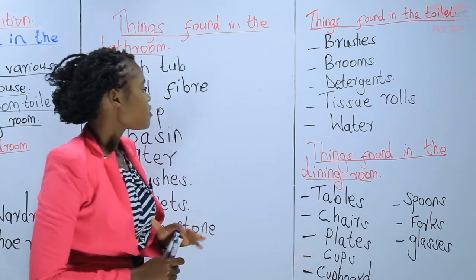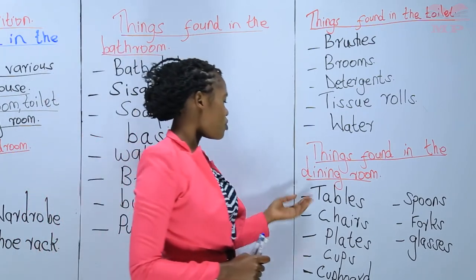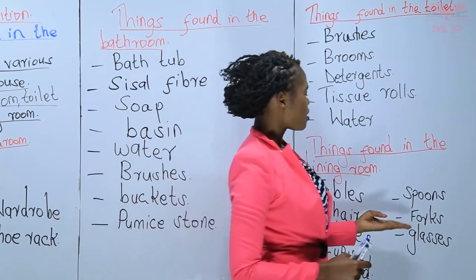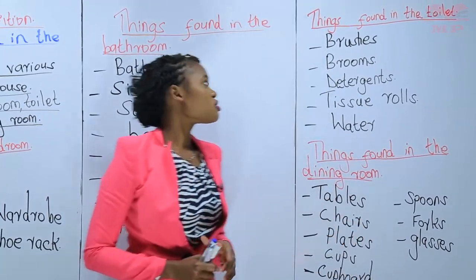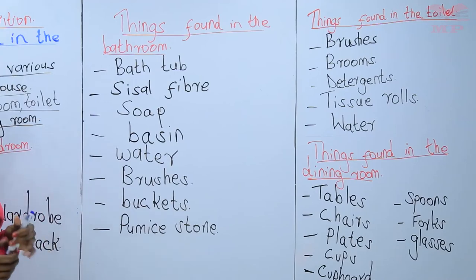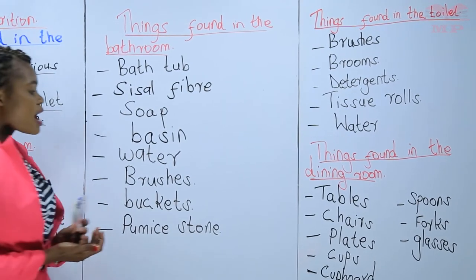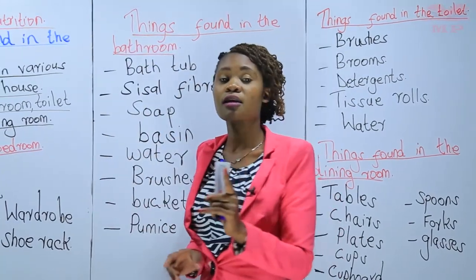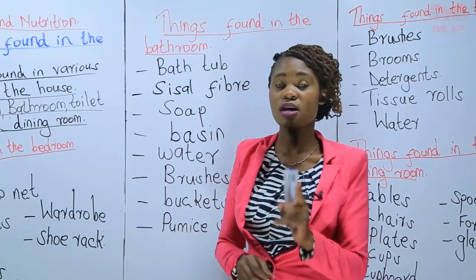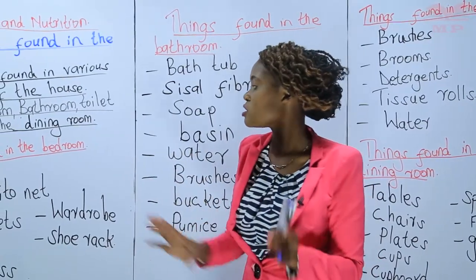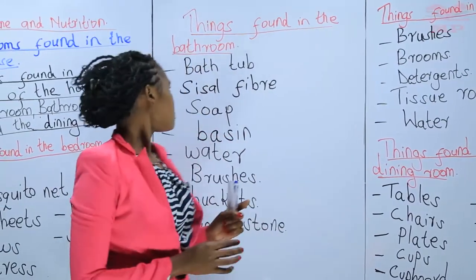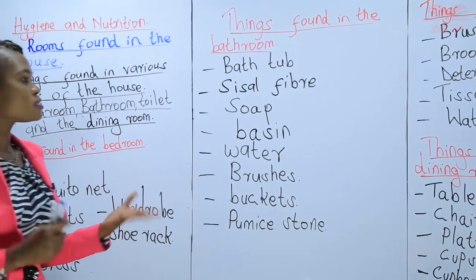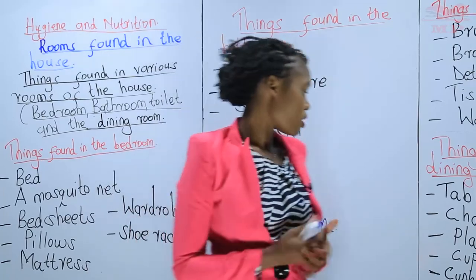Finally, things that are found in the dining room. We have tables, chairs, plates, cups, cupboard, spoons, forks, and glasses. So all these are the things that are found in our rooms at home. So we have different rooms in our home to maintain cleanliness and also to avoid accidents. That is why we have different rooms in our house, so that each room has its own furniture or things that are placed into it to avoid small accidents that can happen around the house.